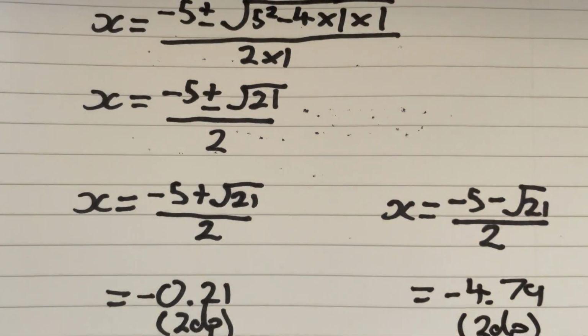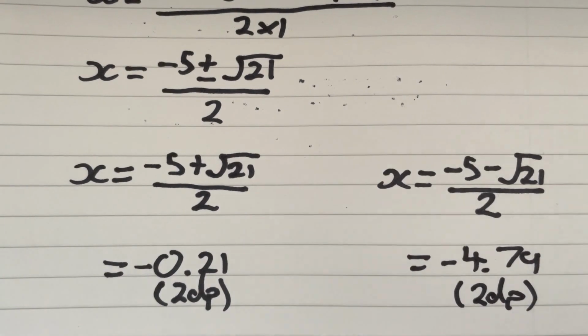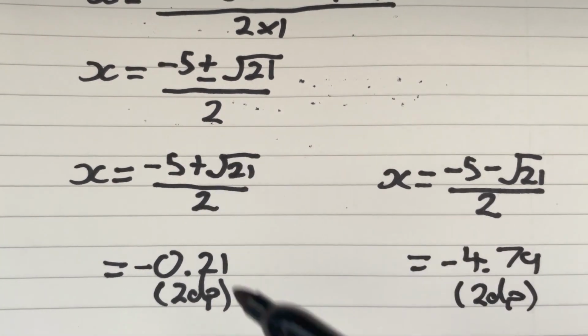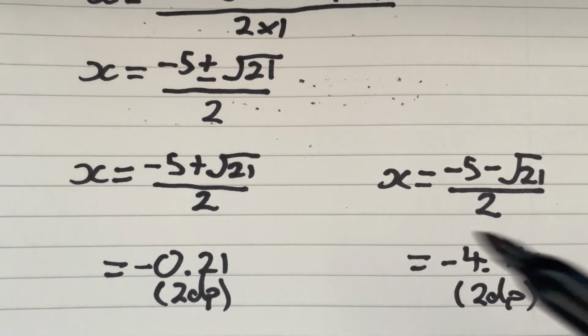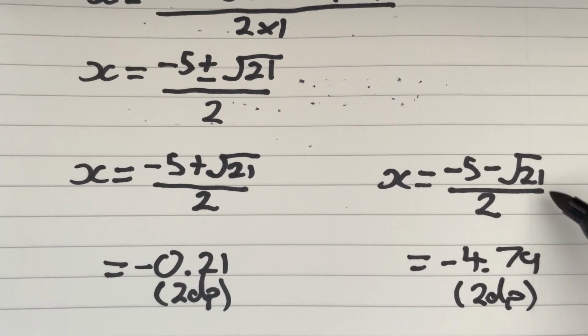So in this example, our formula is a lot more useful. We couldn't have just factorized that nicely like we did previously. And then our 2 answers that we get, we could have minus 5 plus the square root of 21 over 2. That would be perhaps a more accurate answer. But in a question, we might be asked to give it to 2 decimal places or 3 decimal places. We've gone for 2 on this occasion. And we get minus 0.21. And then our other solution, minus 5 minus the square root of 21 all over 2, which would be to 2 decimal places, minus 4.79.